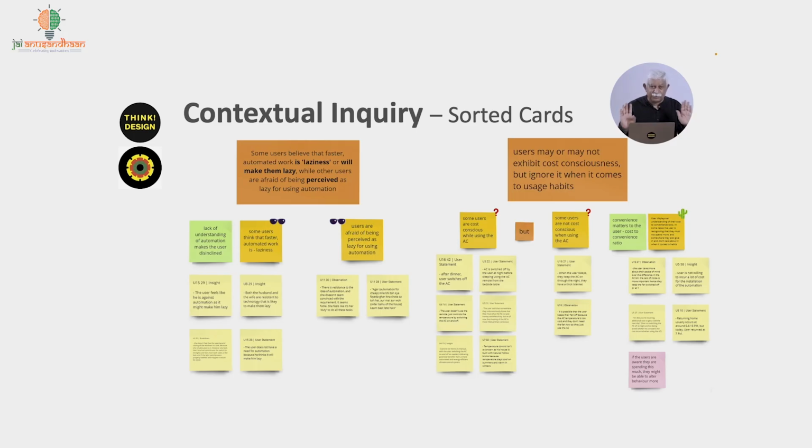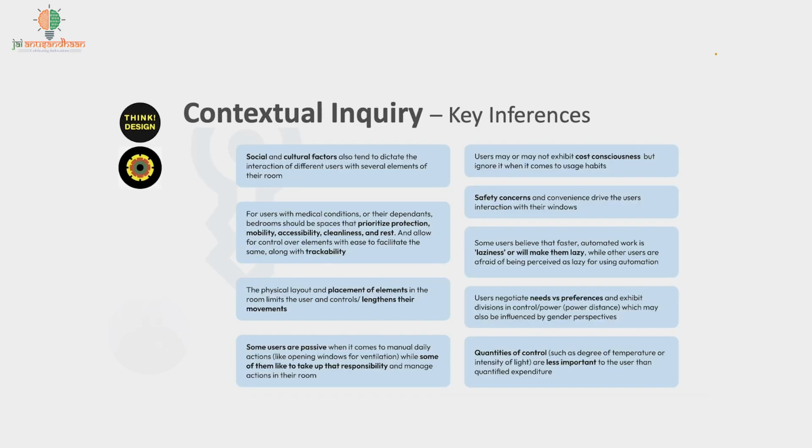You categorize it into different categories such that they form different groups, and each one becomes useful information. Here you can see the final collated information from all this. I'm going to read a couple of them. Social and cultural factors also tend to dictate the interaction of different users with several elements of the room. So it means that how socially they connect with others and cultural factors also make a difference.